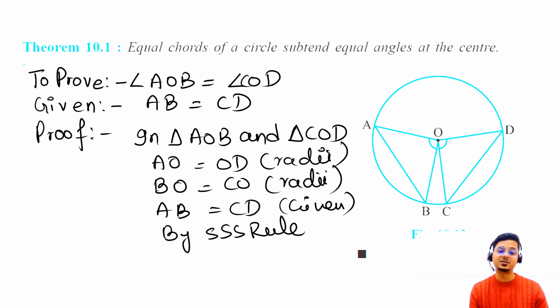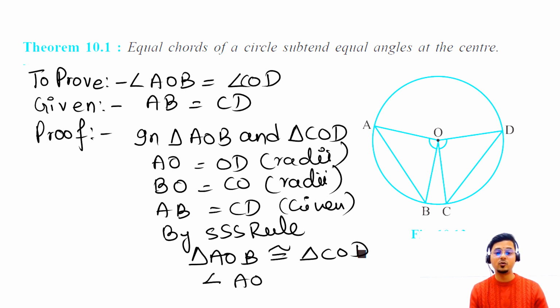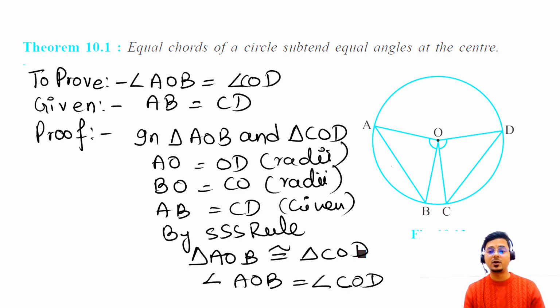these two triangles are congruent. Triangle AOB is congruent to triangle COD. If these two triangles are congruent, then their corresponding parts are equal. That means angle AOB is equal to angle COD. So hence we have proved that if we have equal chords, then they will subtend equal angles at the center.